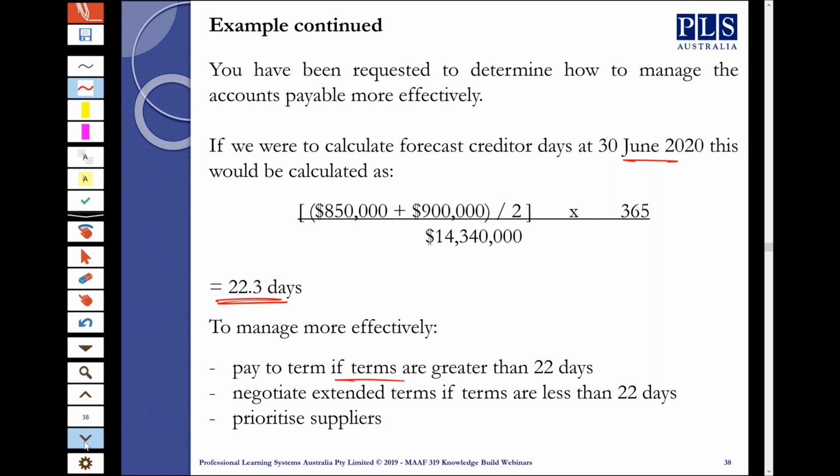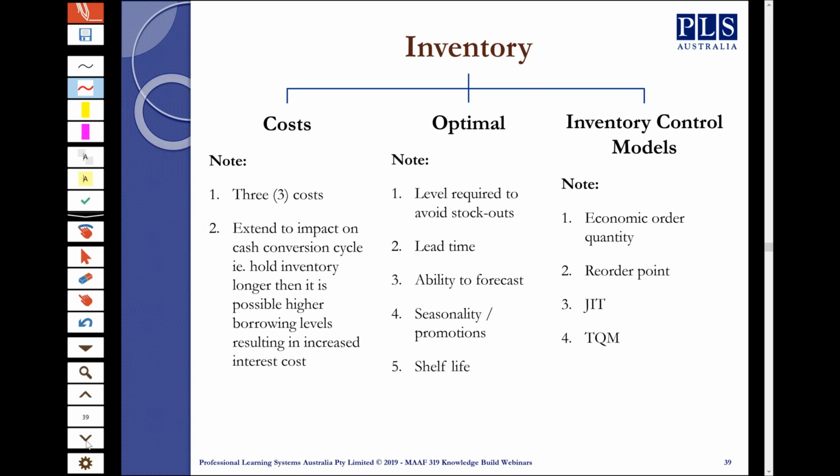The third area with respect to your working capital is your inventory. Note with respect to inventory, you've got your costs of inventory, of which there are 3, which I'll explain in a moment. Basically, the idea with inventory is to extend to impact on your cash conversion cycle. So if you can hold inventory longer, then there's possible higher borrowing levels, resulting in increased interest cost. So that's the idea of you understanding the implications of inventory.